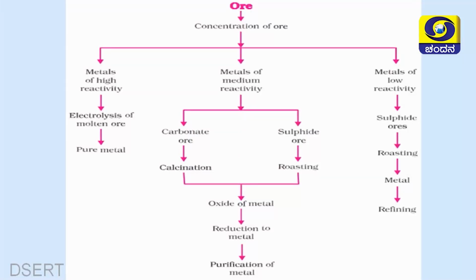Ores are classified into metals of high reactivity, medium reactivity and metals of low reactivity. The metals of high reactivity have to be concentrated and purified by electrolysis of the molten ore, which gives the pure metal. And those of the medium reactivity exist as the carbonate ore or the sulfide ore, which has to be further processed, and metals of the low reactivity are found in the form of sulfide ores and other processes have to be continued.